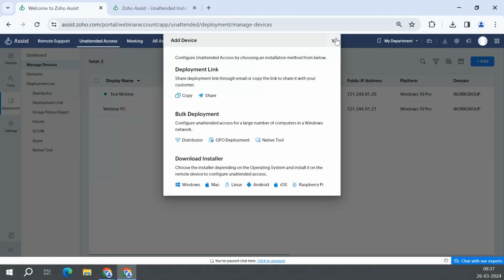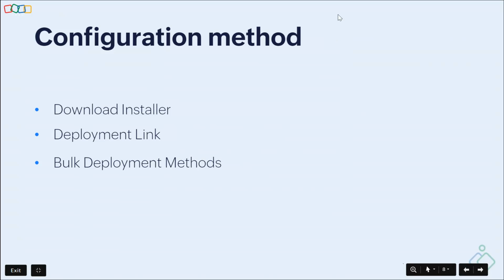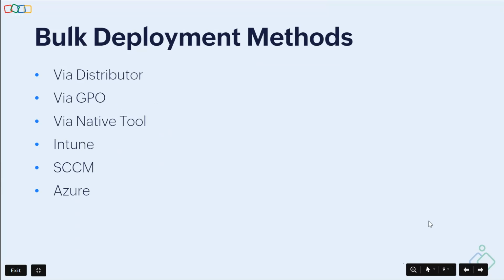Imagine that you have 100 plus devices in your company that need to be accessed in unattended mode. Manually installing the agent on each and every device is going to be time consuming. So for that, we have a few bulk deployment methods where you will be silently installing the agent on each and every device that is a part of a domain or a workgroup. We will see the methods that we have under bulk deployment.